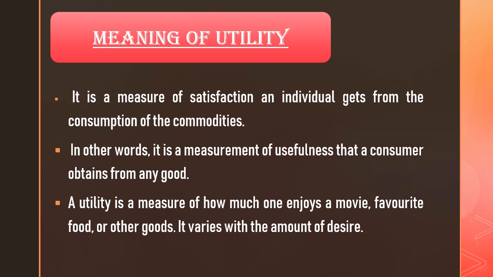If someone is very hungry and he has one chapati, the first chapati will give him a lot of satisfaction. And when he consumes the second chapati, the level of satisfaction will decrease a bit because the requirement of the body is now decreasing. So it completely varies with the amount of desire. So let's have a look at the features of utility to understand this concept in more detail.